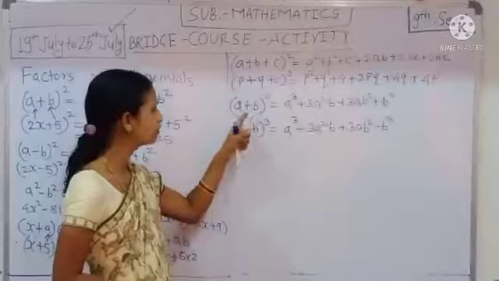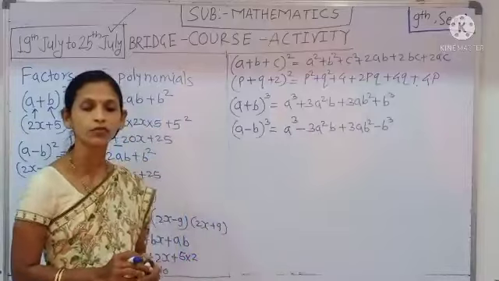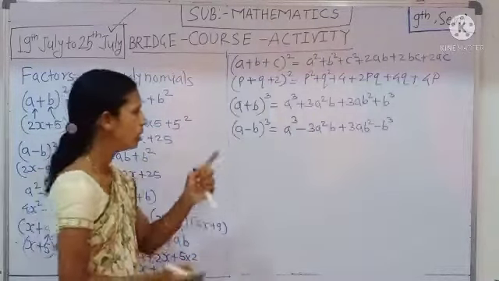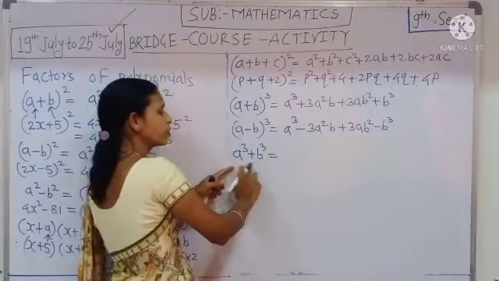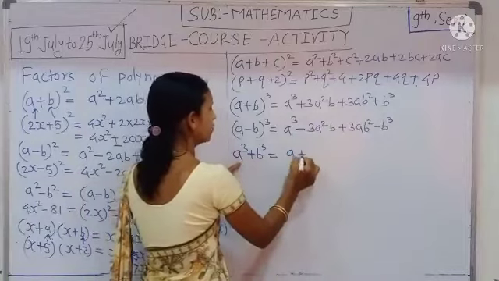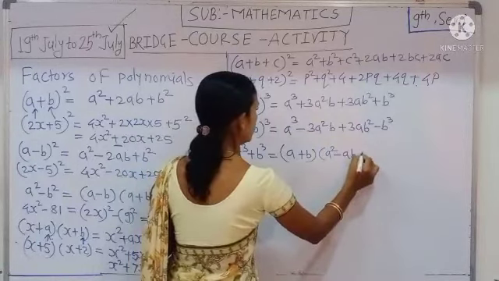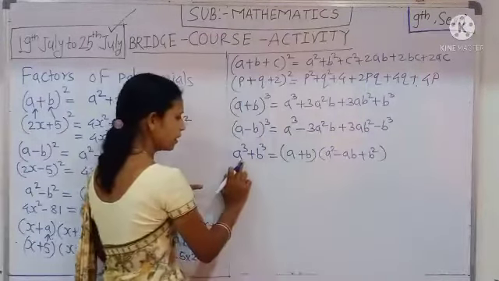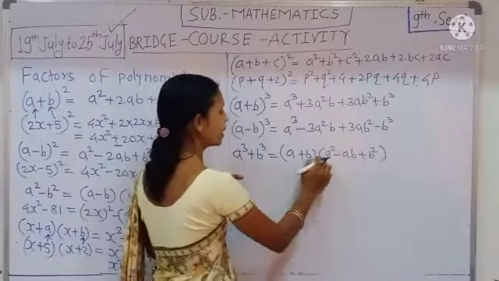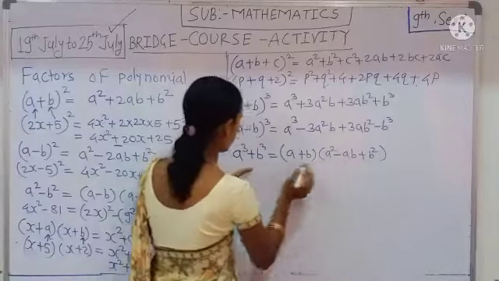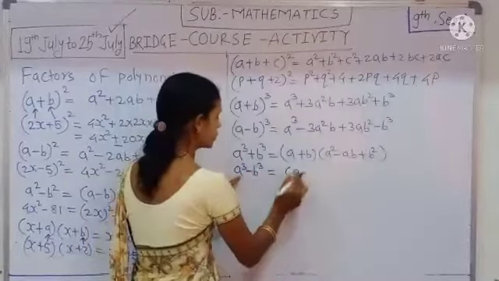Do the practice of these types of examples by taking examples from your textbooks also. Like that, a cube plus b cube, we can write the factors of these, that is a plus b in one bracket and in another bracket a square minus ab plus b square. See here, a cube plus b cube, therefore one of the factors is a plus b, in another bracket a square minus ab plus b square, and for a cube minus b cube, the first bracket is a minus b.